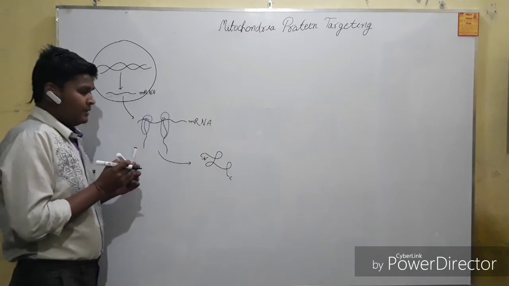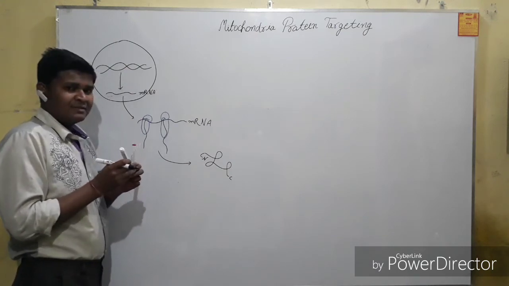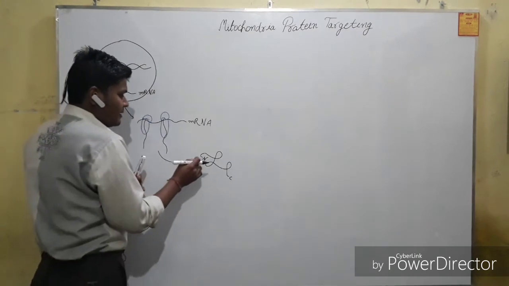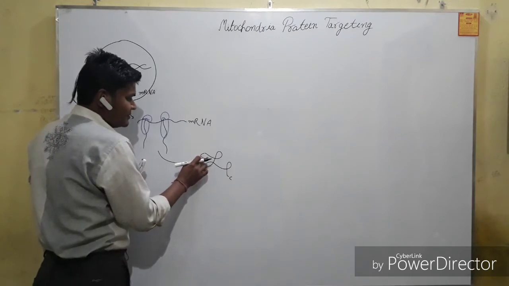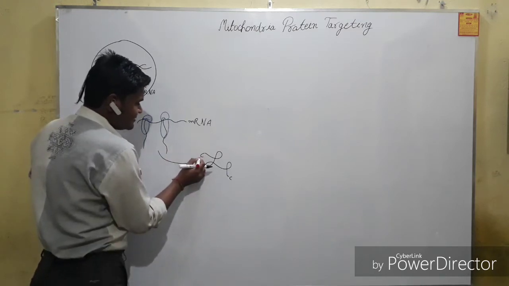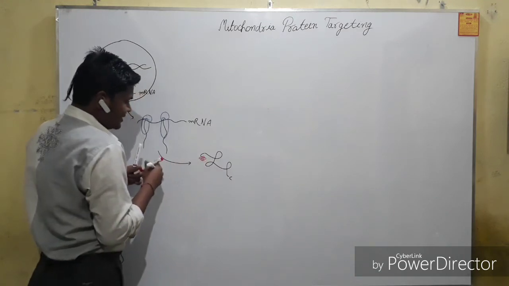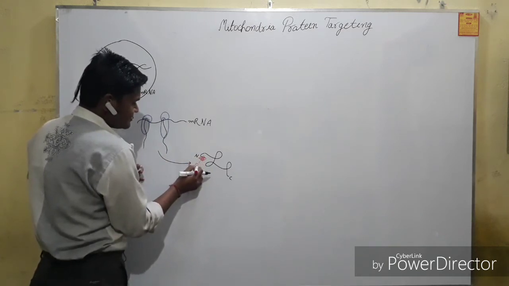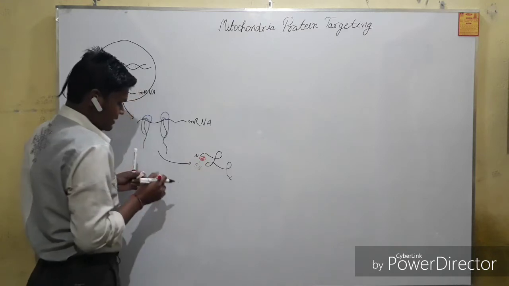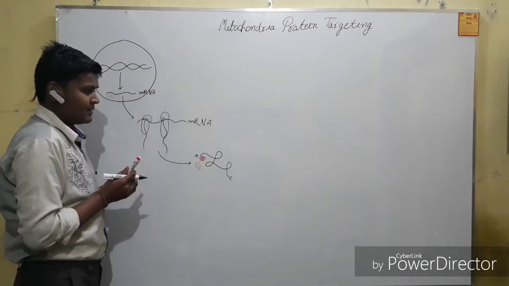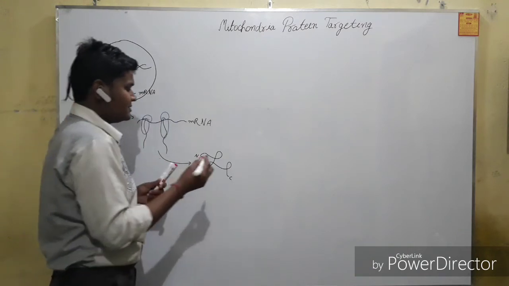I have already discussed post-translational protein targeting in previous lectures. Here some signal sequences are attached at the N-terminal end. Now there are so many proteins that come to the mitochondria.